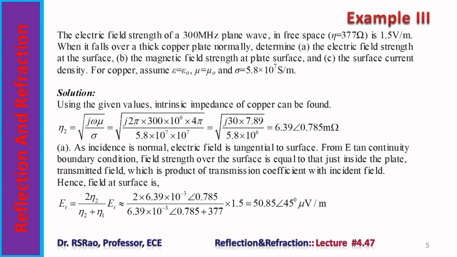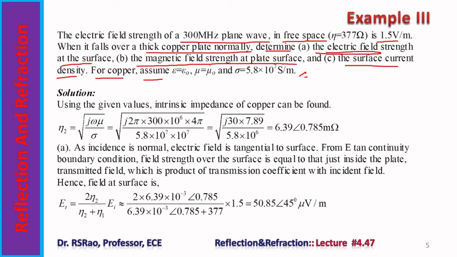The electric field strength of a 300 megahertz plane wave in free space is 1.5 volts per meter. When it falls normally over a thick copper plate, determine electric field strength at the surface, magnetic field strength at the plate face, and surface current density. For copper, assume epsilon equal to epsilon naught, mu equal to mu naught, and sigma is 5.8 into 10 power 7 Siemens per meter.